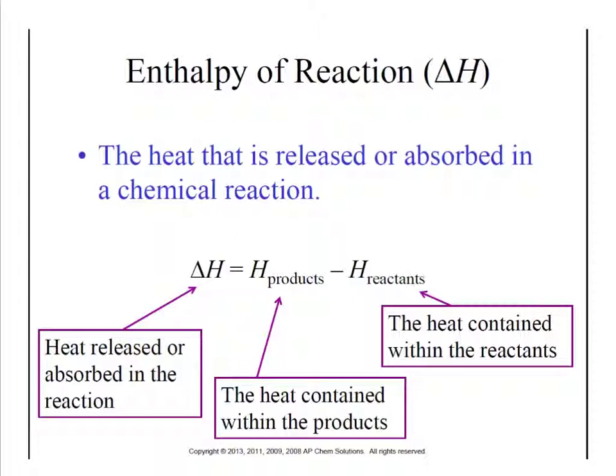So remember, delta is always final minus initial. And since when we talk about reactions, it is reactants turning into products, that means products are our final, reactants are our initial. So a way to think about delta H is the enthalpy of the products minus the enthalpy of the reactants.